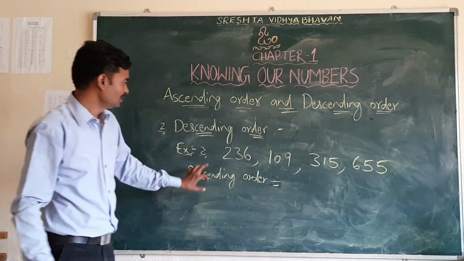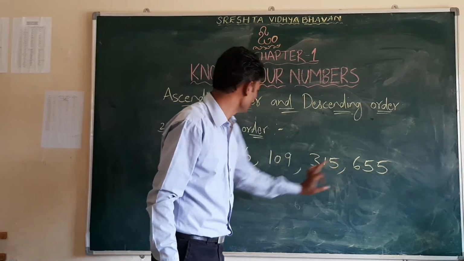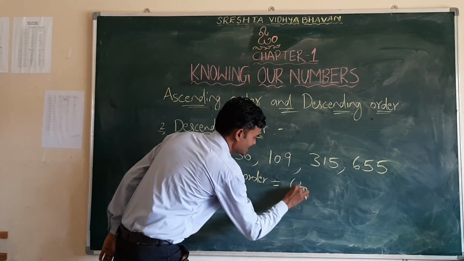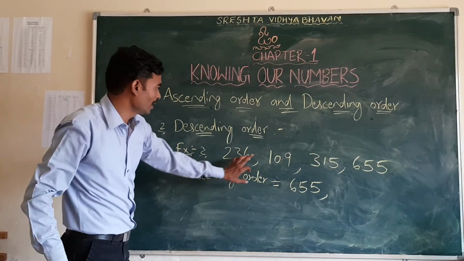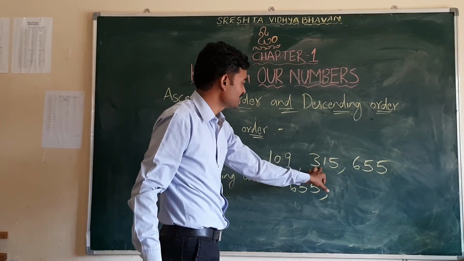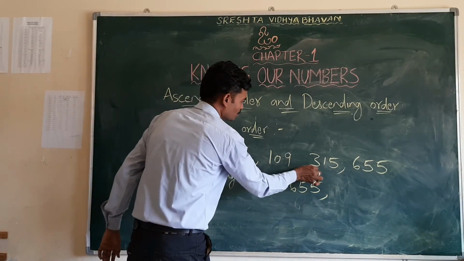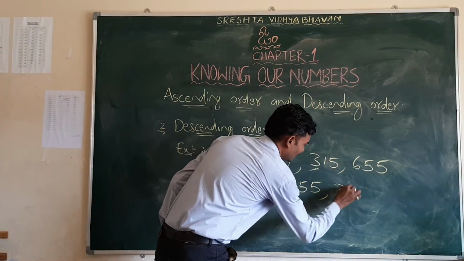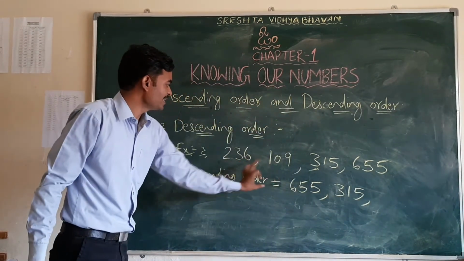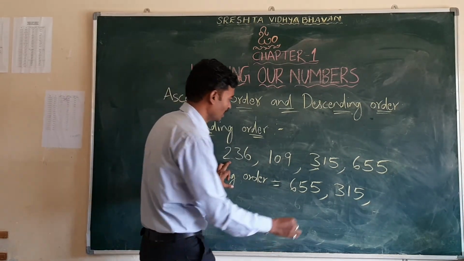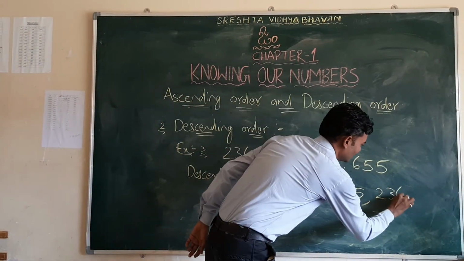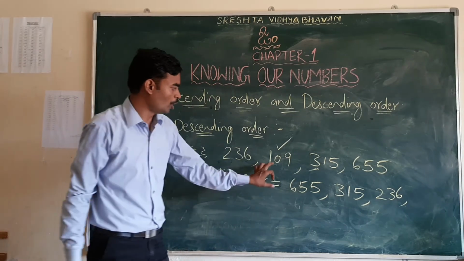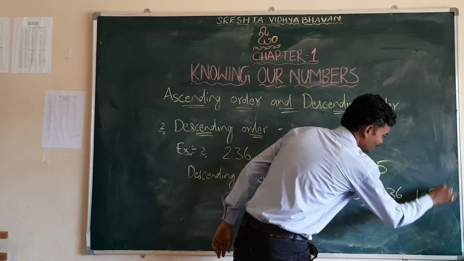Arrange in the descending order. The first one is the biggest number. Which one is the biggest number? 655 is the biggest number. Now write 655. And next, what is the second biggest number? 315. Why? Because in the hundreds place, the 3 is bigger, and the remaining 2 are smaller. That's why 315. And next, comparing the two remaining numbers, 236 is the next biggest number. And the remaining number, the very smallest number, is 109.